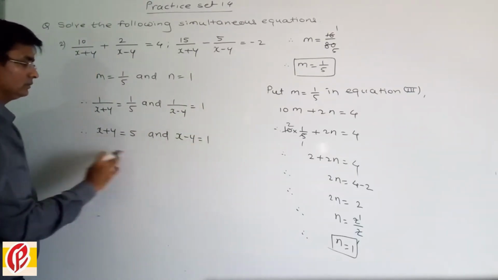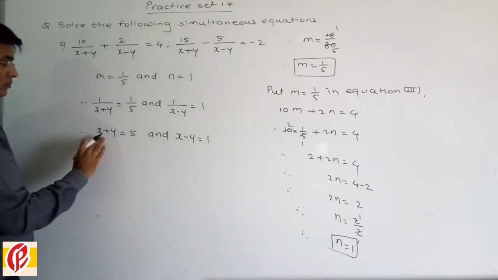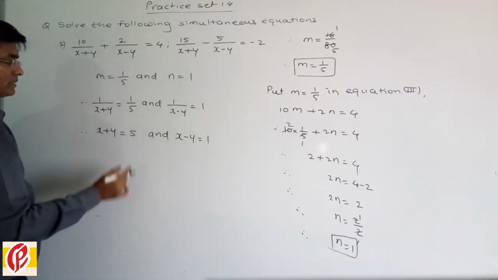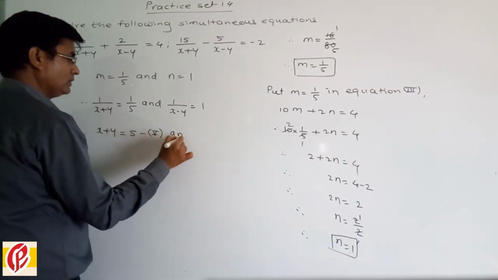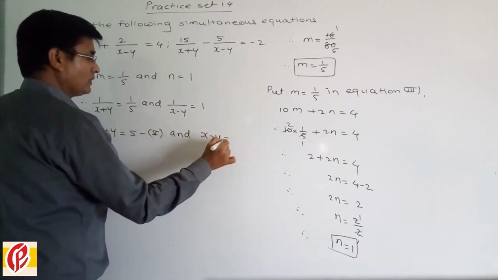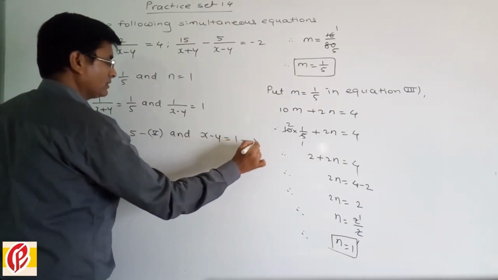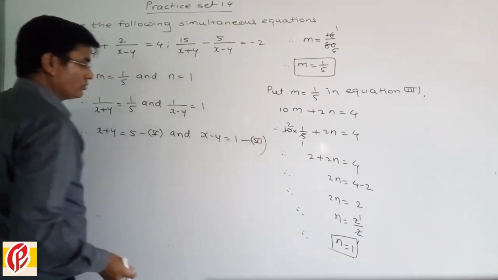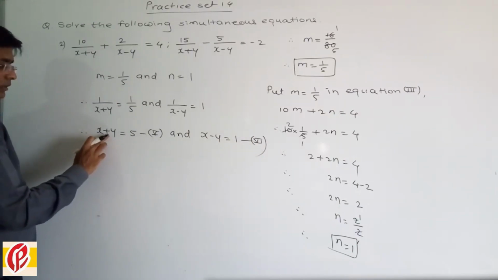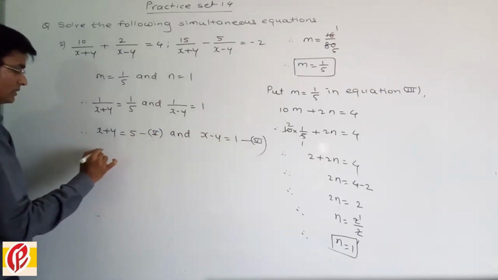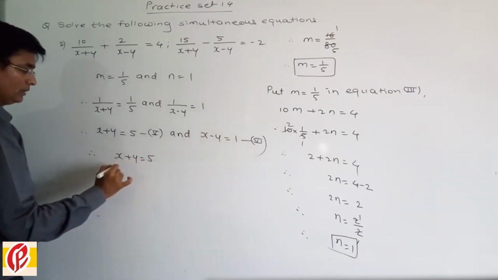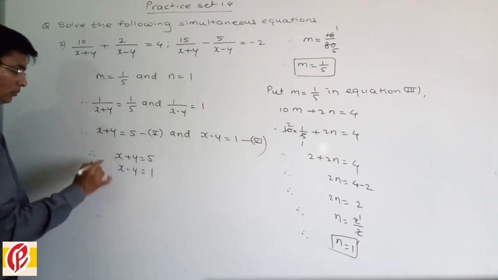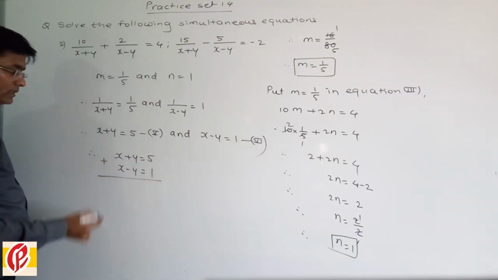So you get another two equations, 5th and 6th. So this is equation 5th, x plus y is equal to 5, and x minus y is equal to 1. This is equation 6. So what do I do? Here is plus y and here is minus y, so I will add these two equations. Therefore x plus y is equal to 5 and x minus y is equal to 1, and what will I do? Add these two equations.